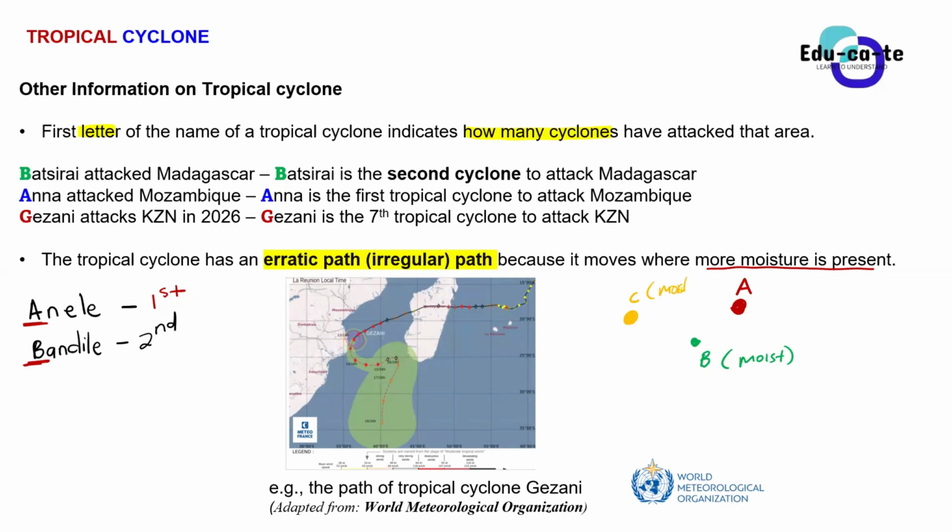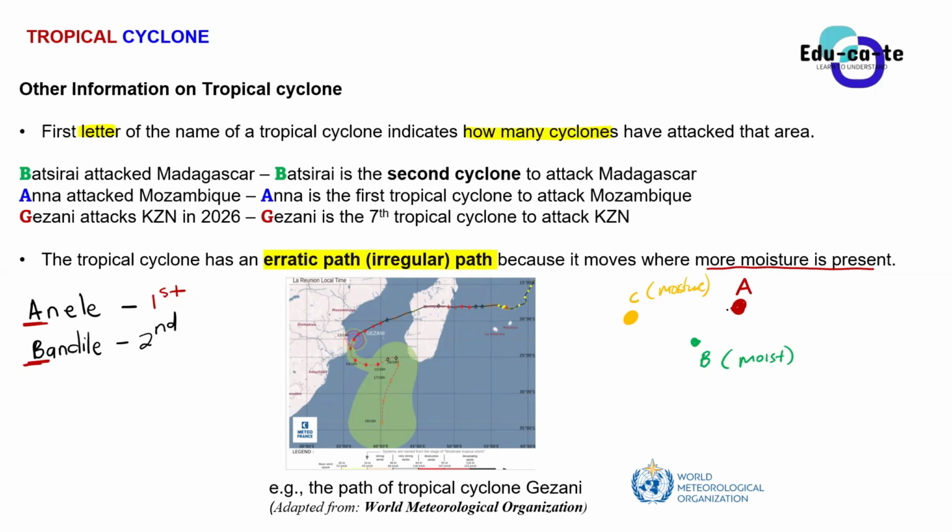So my tropical cyclone, yes, it is supposed to move from east to west. It is supposed to move westwards, but it doesn't just move in a straight line. It follows the place that has got some moisture because the moisture gives it energy. Remember guys that when the moisture rises, it will condense and release latent heat. That latent heat is what is required to give energy to the tropical cyclone.